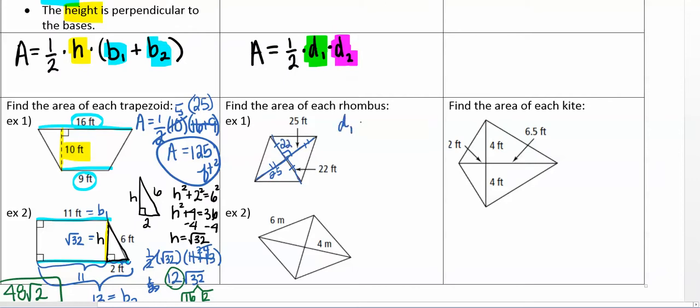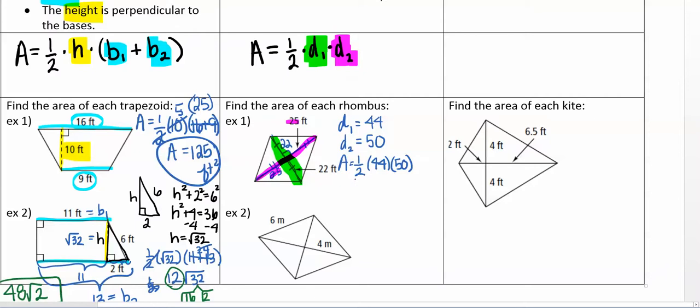So to get our diagonals, our D1 and our D2, which we need for our formula, you have to see the whole picture. So diagonal 1 could be this whole thing, and so that would be 22 plus 22, or 44. Diagonal 2 is going to be this whole thing, which is 25 plus 25, or 50. So the formula is 1/2 times 44, diagonal 1, times diagonal 2.